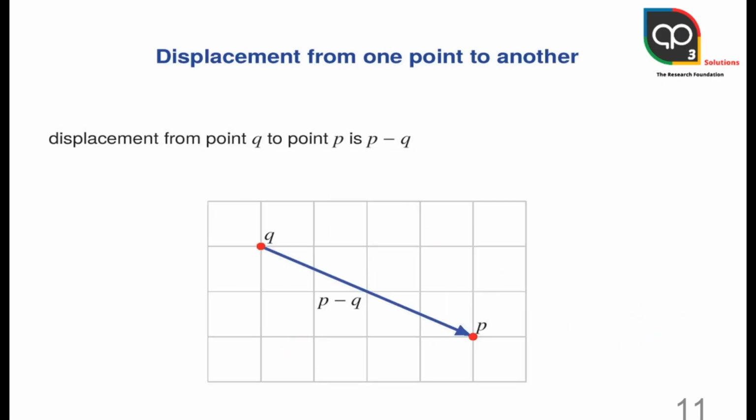And dear friends, the displacement between 2 points. Yes, if the vectors P and Q represent the positions of 2 points, whether in 2D or 3D, then P minus Q is the displacement vector from Q to P. So that is from Q to P. We have to specify it in that direction.